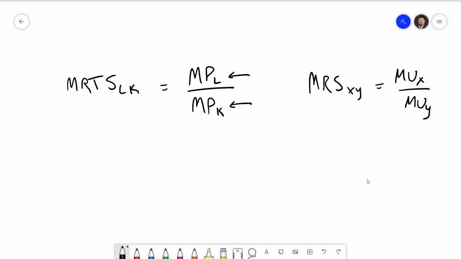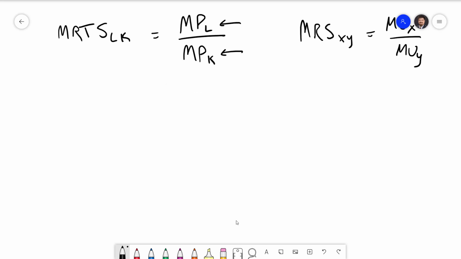Because I'm always going to do things labor for capital, just like I did x for y, I'm always going to put L on the horizontal axis of graphs, just like I did with x, and K on the vertical axis, just like I did with y. Again, you could flip everything if you want, but that's how I'm going to do it. What this all means is that the MRTS will be the absolute value of the slope of the isoquants.